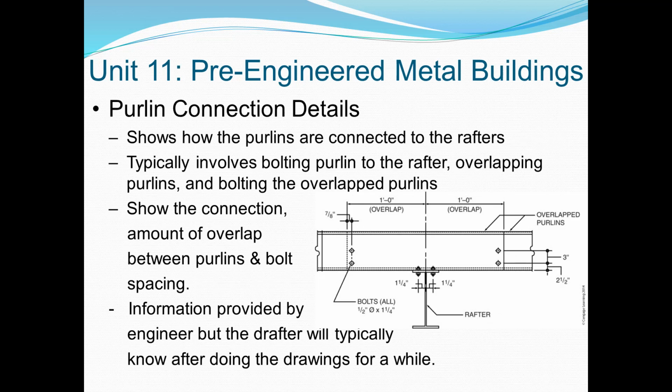The purlin connection shows how the purlins are connected to the rafters. Typically it involves bolting, again, the purlin to the rafter, overlapping purlins and bolting the overlapped purlins. They show the connection, amount of overlap between purlins, and bolt spacing, because purlins can't go the full distance, so they have to connect them because they can only be a certain length. You want to make sure that purlin overlaps the other purlin so you have a good connection there. The information is provided by the engineer, but again, after you've been doing this for a while, you will already know what that needs to be.